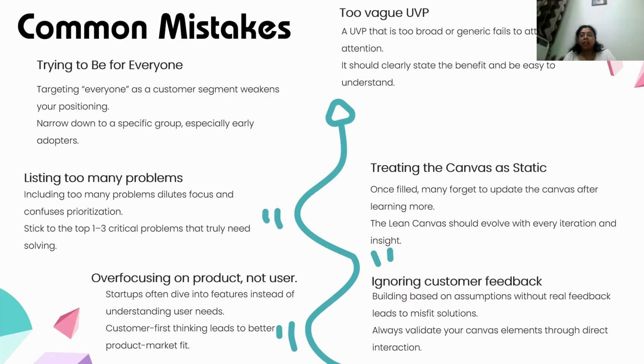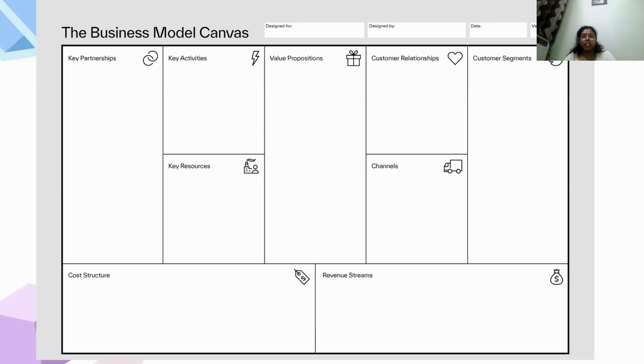Ignoring customer feedback. If a customer is saying there is a problem in your application, that because of this particular feature our charge is draining a lot, this is huge customer feedback that you cannot ignore. And if you build based on your own assumptions, then you are building a wrong product. So this is the business model Canvas.